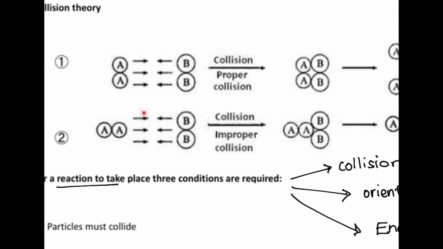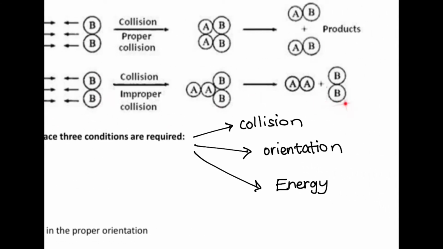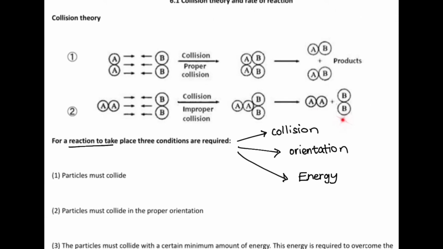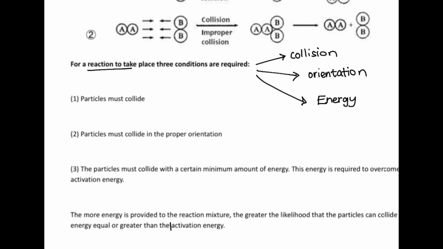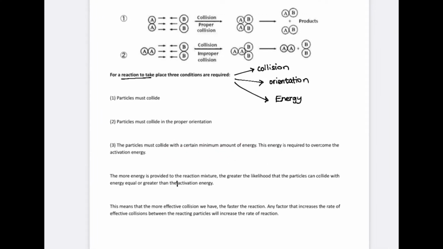And in this case, the orientation is not conducive to the reaction. So here you can see the reaction is not happening. So you don't have any new products being formed here. While here, the reaction is occurring in the proper orientation. And also, particles must collide with a certain minimum amount of energy. And if you still recall your IGCSE, this minimum amount of energy required for a reaction to take place is called the activation energy.